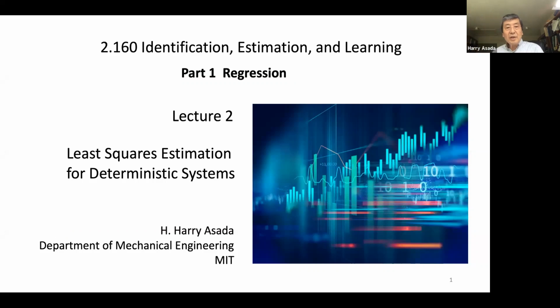So this is the second lecture of 2160, Identification, Estimation, Learning. And we're now actually studying part one, the regression, focusing on least squares estimations for deterministic systems.